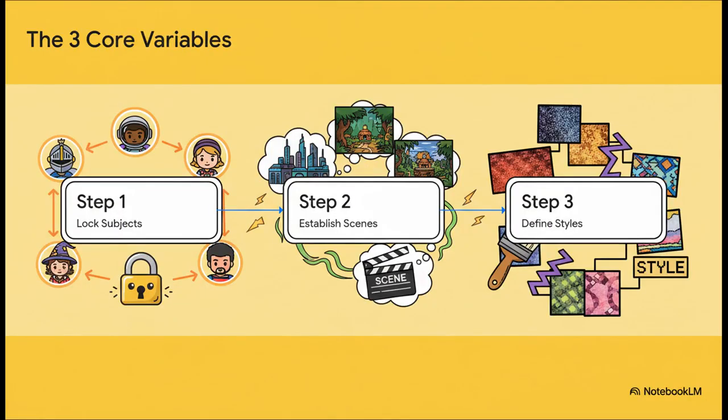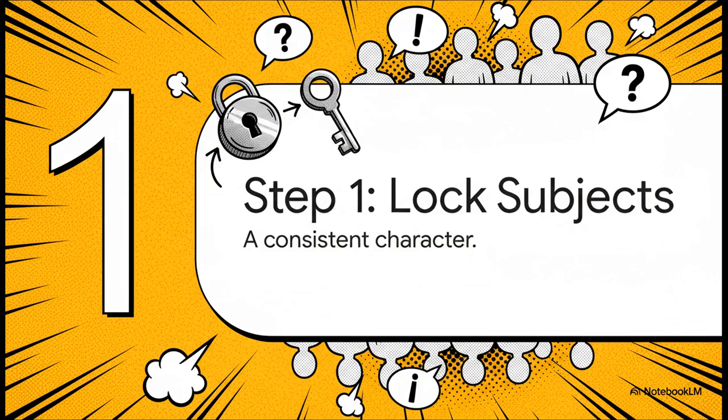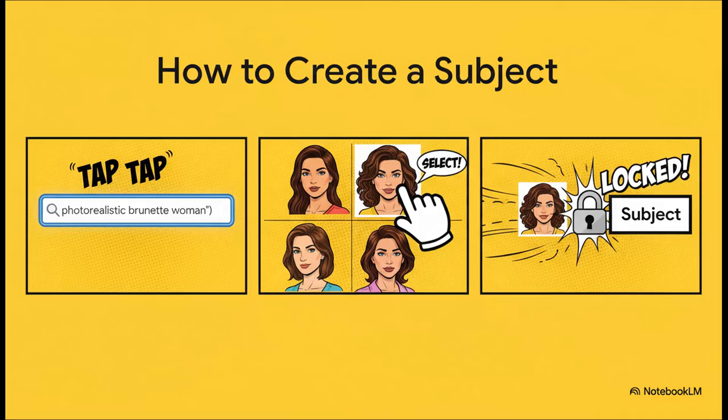And here they are. The big 3. Subjects, scenes, and styles. That's it. By taking control of these 3 things, you are telling the AI exactly what you want. You get to be the director. And that means you get consistency every single time. Let's break them down. All right, first up, step 1. We've got to lock in our subjects. You know, any good story needs a character you can actually recognize from one scene to the next. This is our foundation.